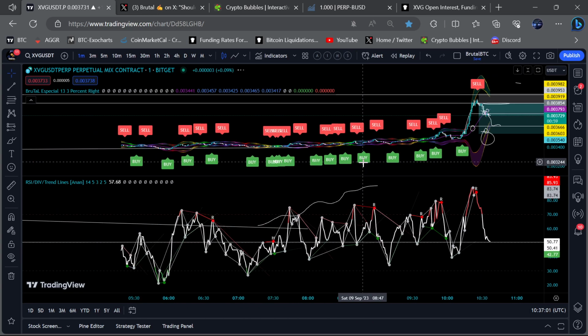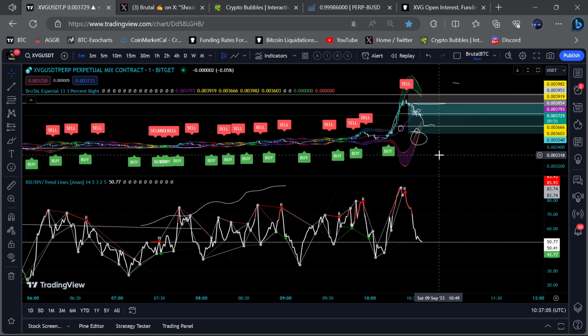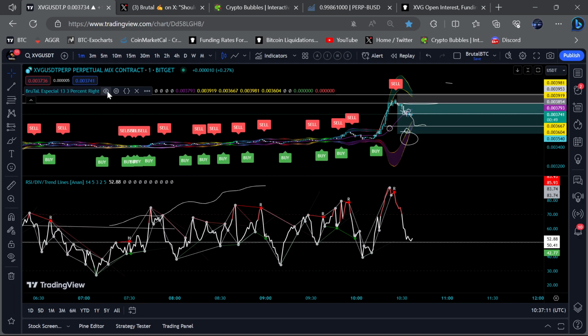So when this turns red, you have to slowly take up your profits. It means more shorts are being built up over here, and the price can move back to the upper side. So this is how you have to trade.